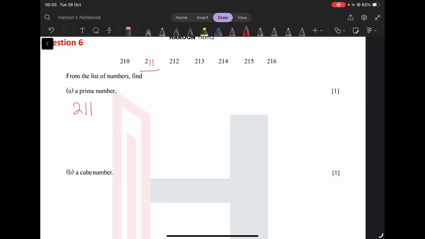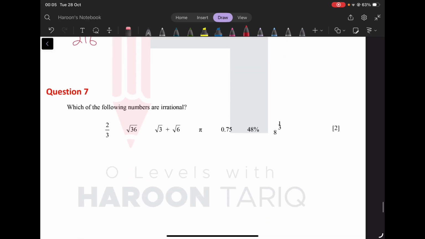Now next, a cube number. So basically, if you look at 6 cubed, that should be equal to 216. We do have a 216 over here, so 216 should be the answer. That is a cube number.